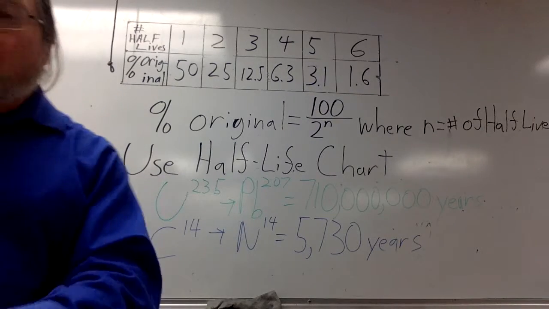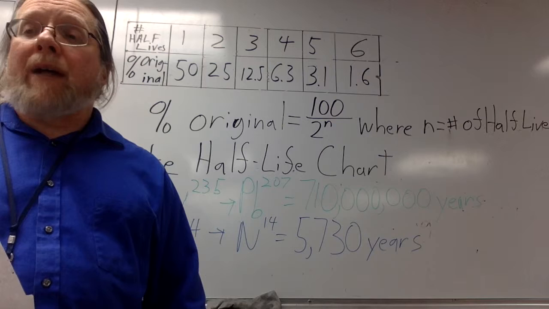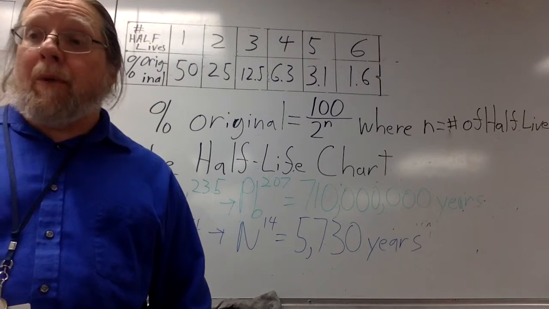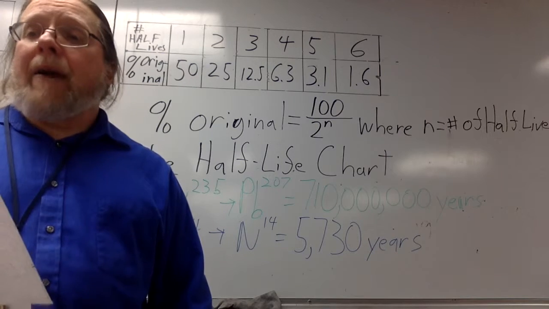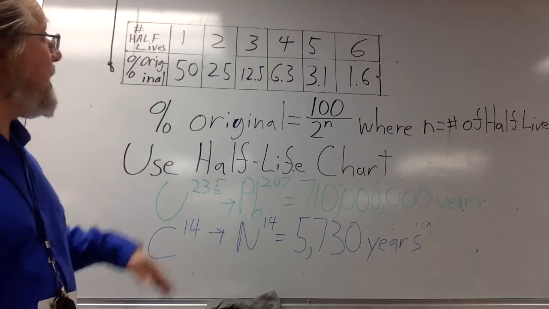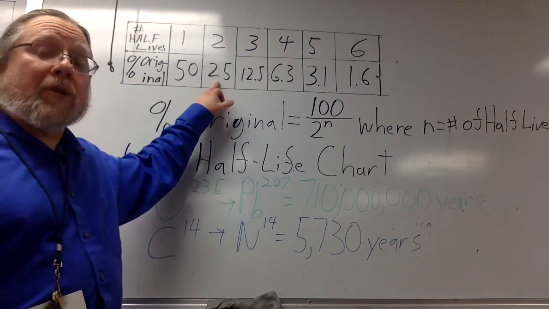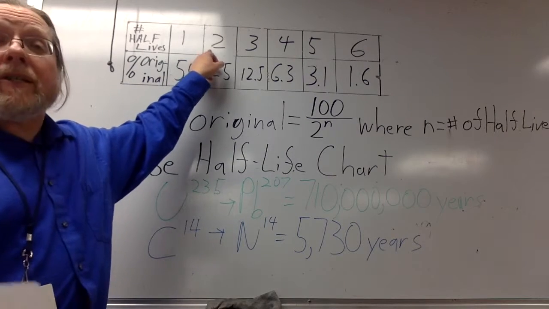So our first question goes like this. 25% of a radioactive substance remains in a rock sample, while 75% has decayed to a new element. How many half-lives have taken place? Well, if we have 25% of the original element remaining, 2 half-lives have taken place.